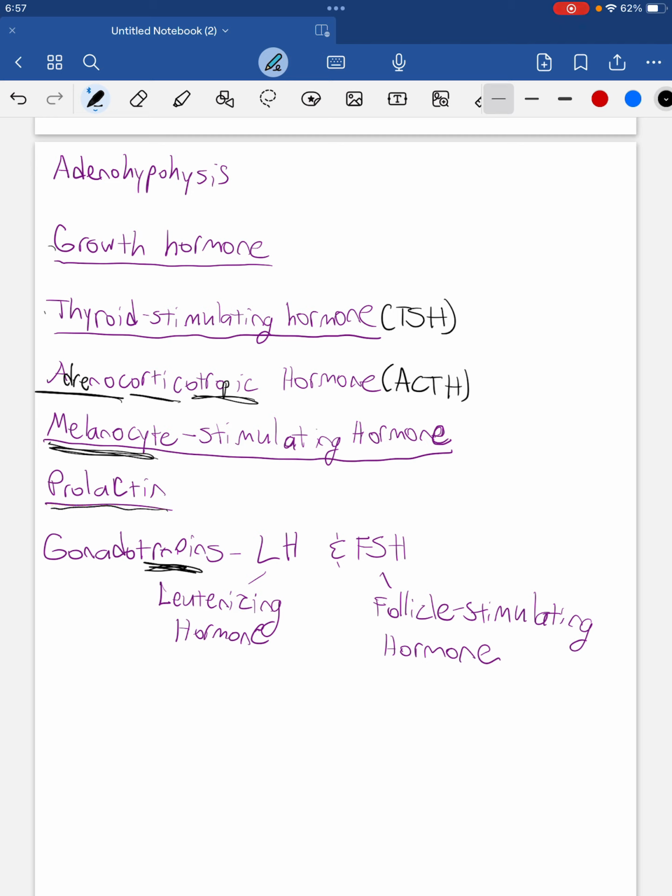Prolactin stimulates growth of the mammary alveoli in the breasts, and this is where milk production occurs. So this also helps to stimulate milk production, similar to oxytocin.